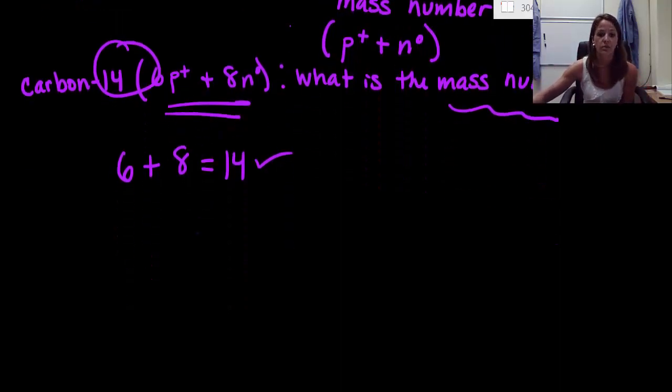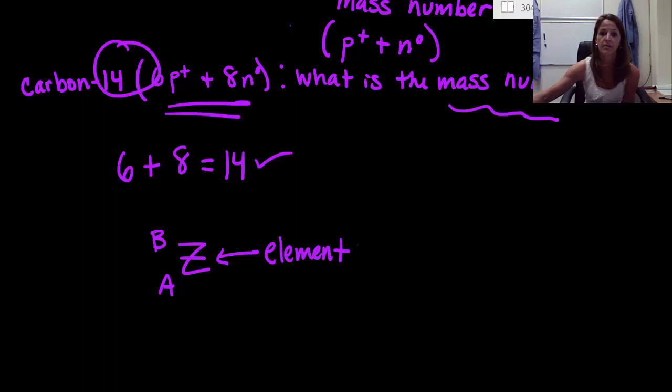So what we have is what's called an atomic symbol. So we have our Z, we have A, and we have B. So Z is the easiest one. We've already mastered that. That is your element, okay? So for our example here of carbon-14, it would just be a big C. So carbon is represented by C.